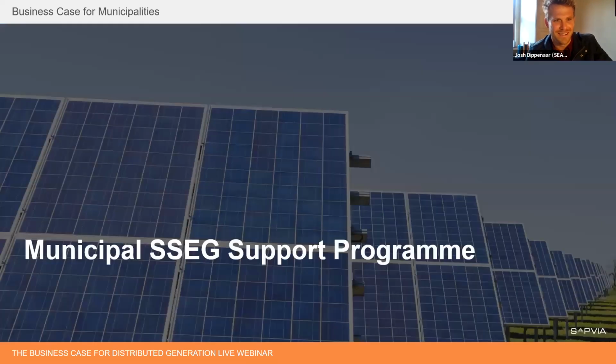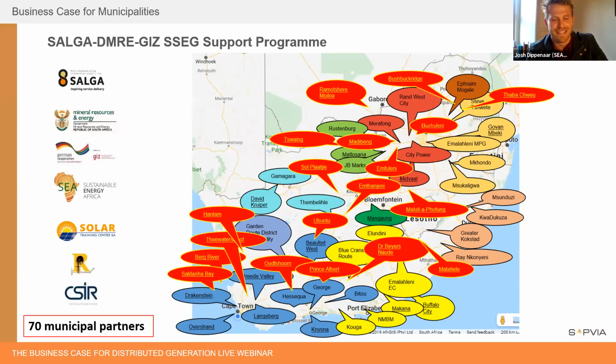Okay, let's go right in. Thanks, Kim. So we're starting with the SSEG support program. So here's a map of the municipalities that we are supporting to develop SSEG processes. At the top there, it says it's a SALGA, DMRE, and GIZ funded program, and the logos of the partners are down the left. So SALGA, Mineral Resources and Energy, or DMRE, and then GIZ funded through the South African German Energy Program. And there's ourselves, Sustainable Energy Africa, and we work closely with the Solar Training Center and Route 63 Training and the CSIR.